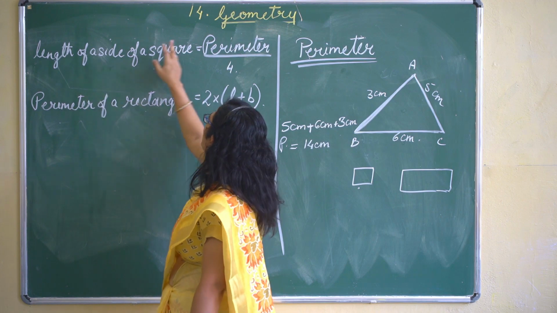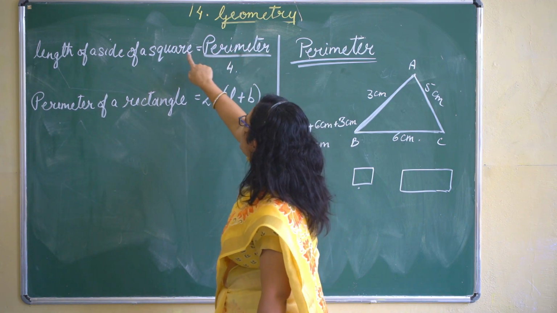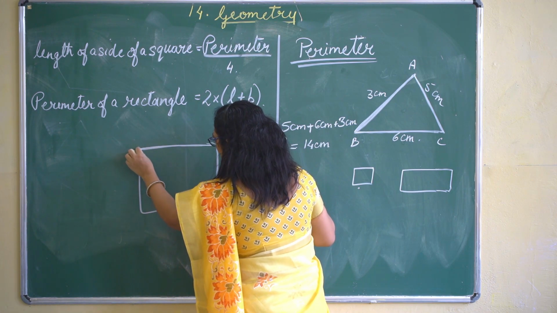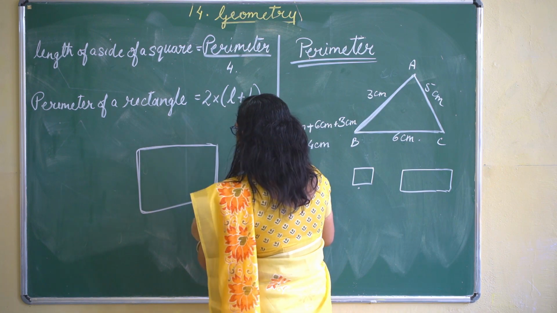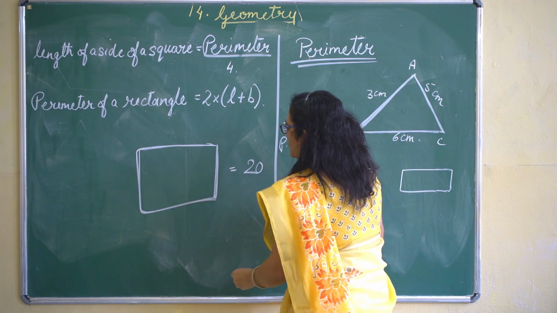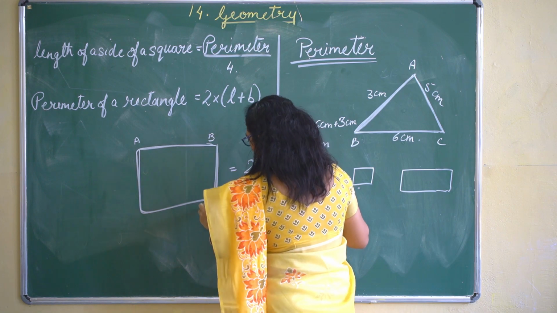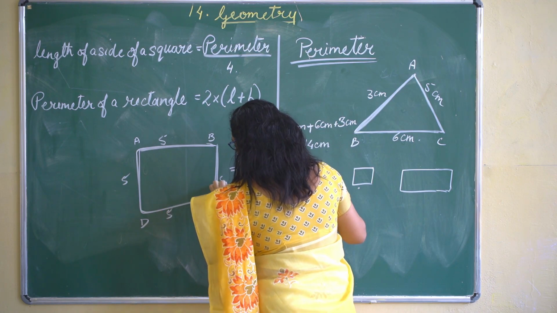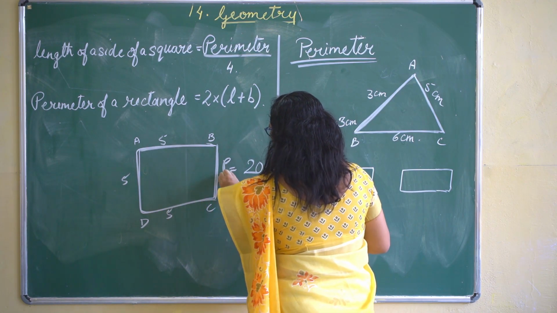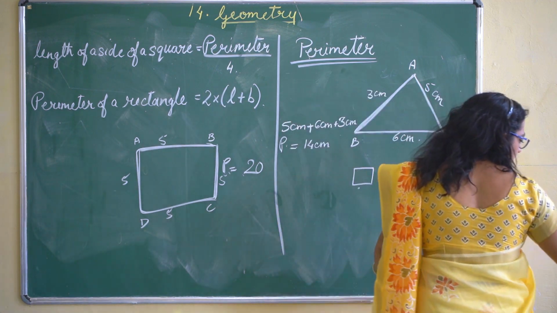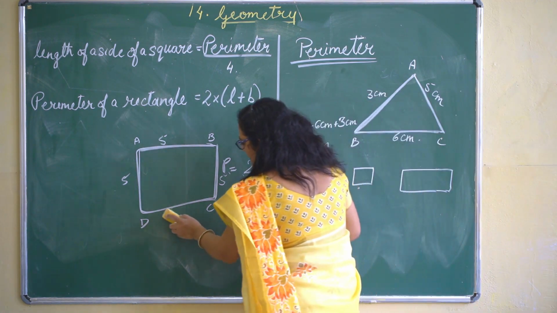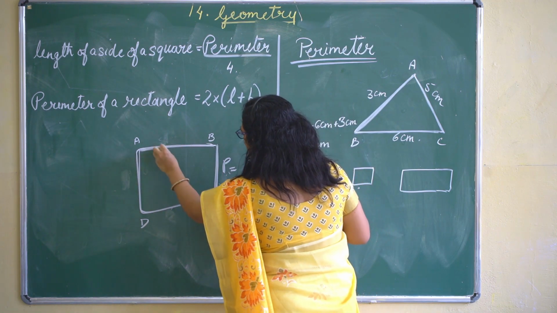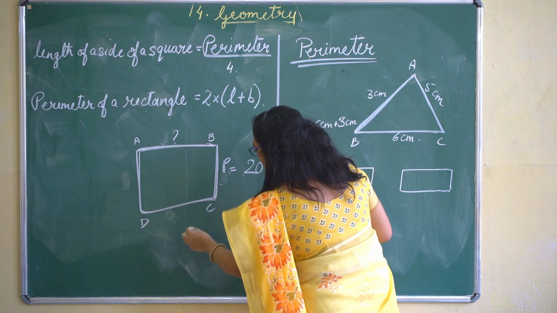We use some formulas to find the perimeter or to find the length of a side of a square. If the perimeter is given and you have to find the length, this is a square. When you add all the sides, AB plus BC plus CD, 5 plus 5 plus 5 plus 5, you get 20. Perimeter is given and you have to find the length of this side AB. What will you do?